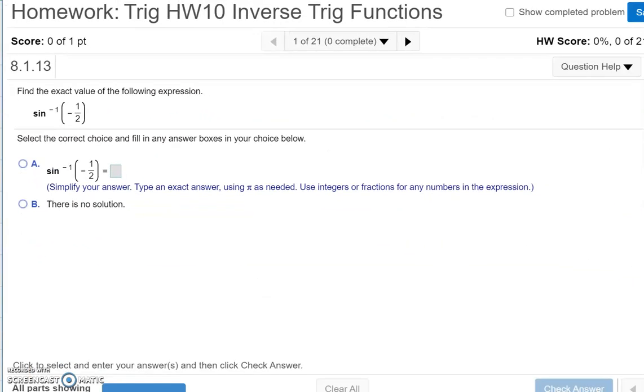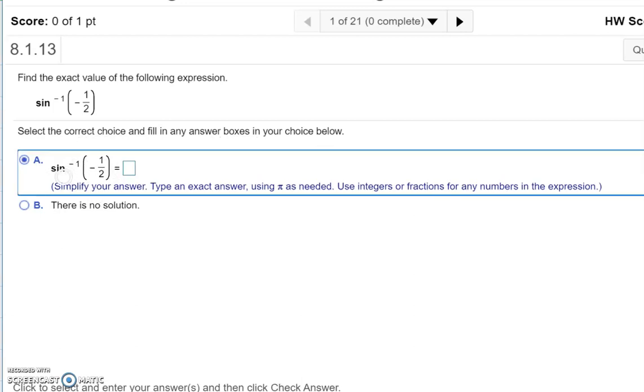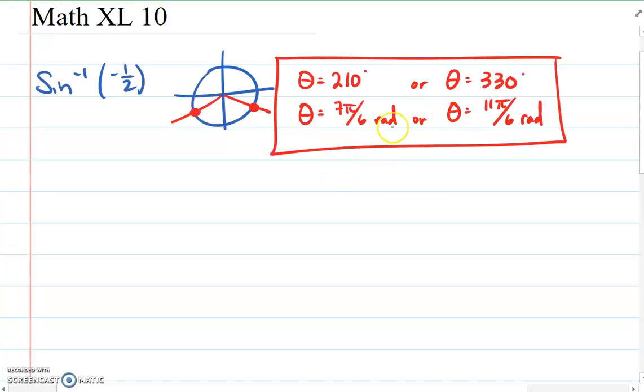Now I don't see anything really clear in the instructions. It simply says to select the right choice and fill in the answer boxes. If I choose A, which I think I will because there is a solution to this, it says type an exact answer using pi as needed. So that tells me they are considering our answer in radians. It also says to use integers or fractions for any numbers in the expression. So for me, I would answer like this.